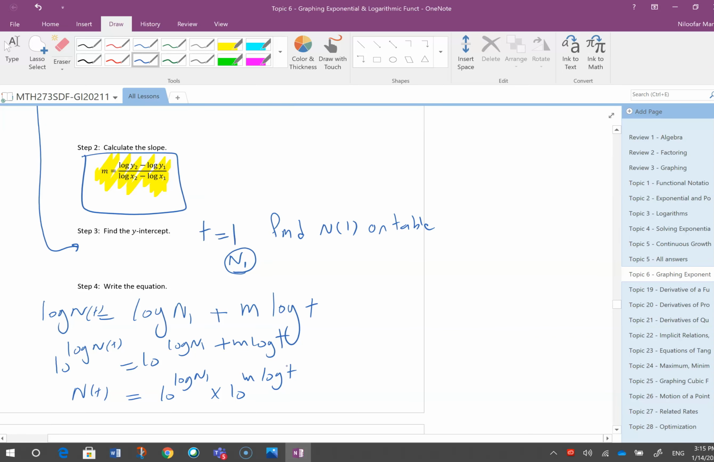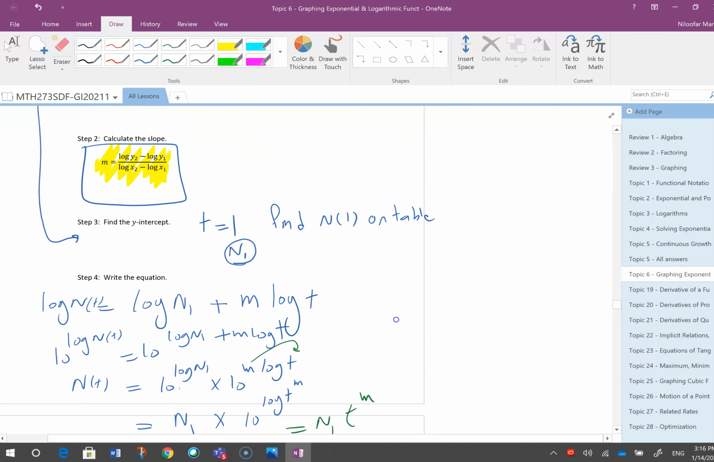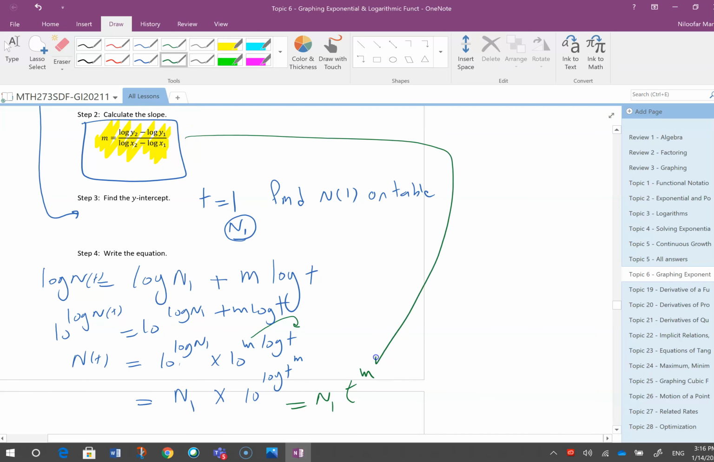Okay? Then very similar, I can say this is n1, because 10 power and logarithm are beside each other. They are inverses of each other, so they cancel each other. n1 multiplied by 10 power logarithm t power m. Do you remember? I said this can go here. Yes. And then in this case, I can say n1 t power m. What is m? m comes from here. What is n1? It is from here. Okay, perfect. I can write my equation.